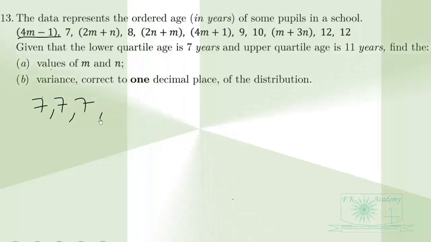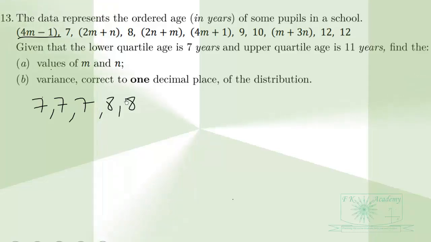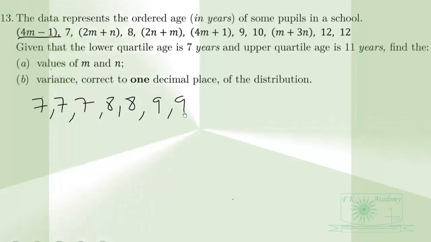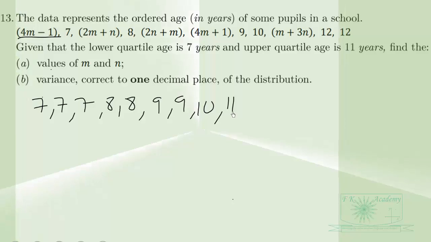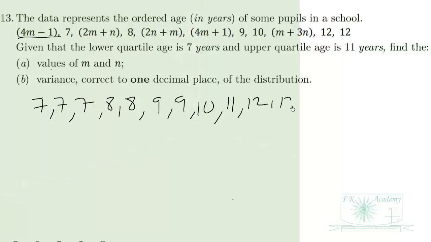Then we have 8. The next one will be 8 again, because 2n plus m will give us 8. Then 4m plus 1 will give us 9. Then we have 9. Then we have 10. Then we are going to get 11. m plus 3n, which is 2 plus 9, then we are going to get 12 and 12.